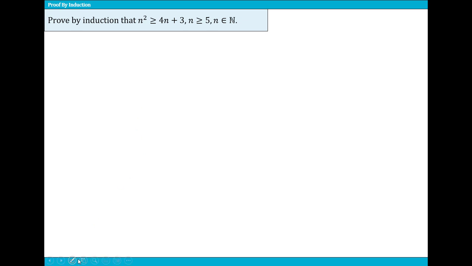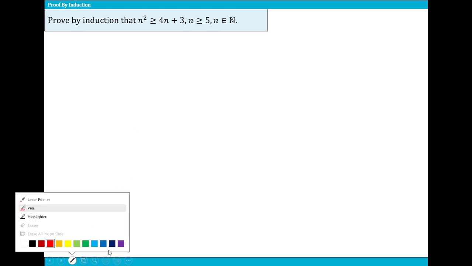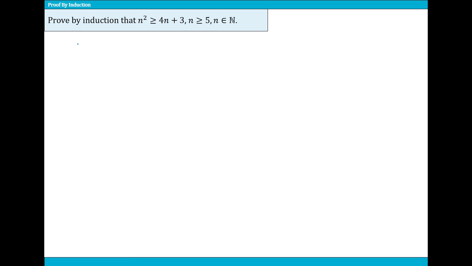Okay, so we'll have a look at this proof by induction inequalities type. We are going to start off by writing down the rule that we've been given. n squared is greater than or equal to 4n plus 3, and it tells us that this is valid for natural numbers bigger than or equal to 5. And so, let's start by subbing in 5.